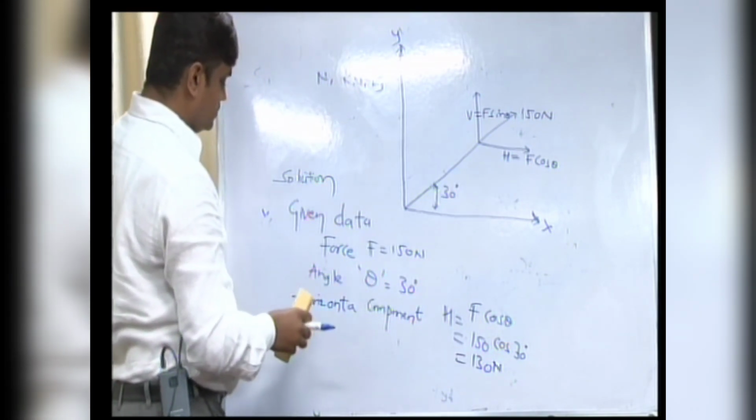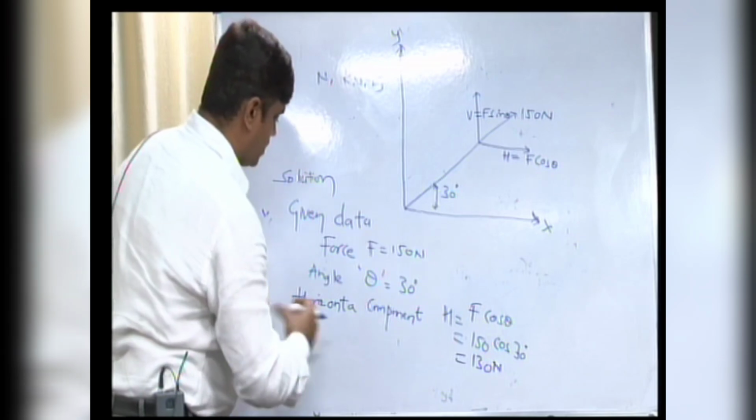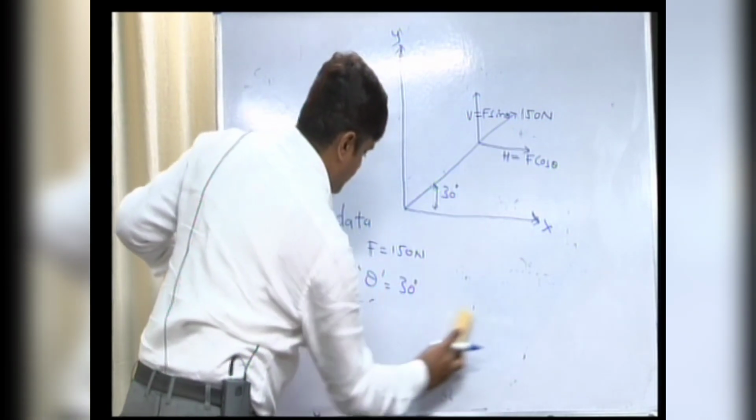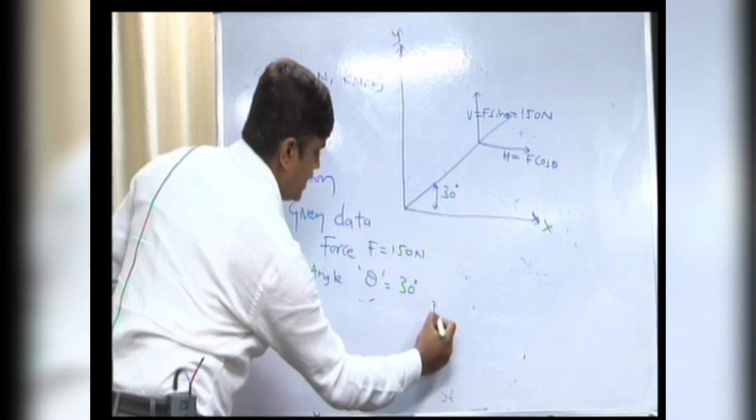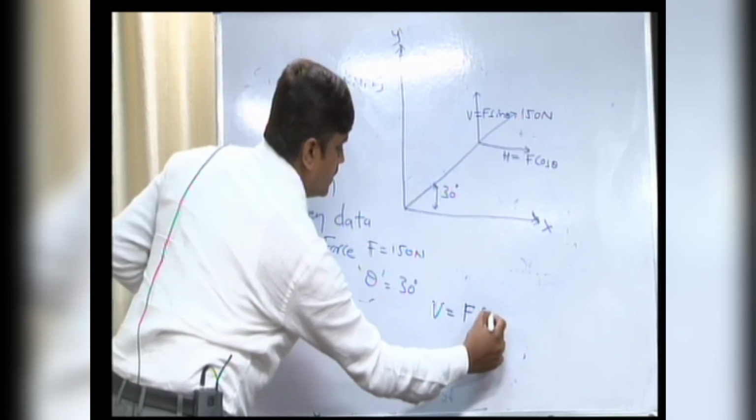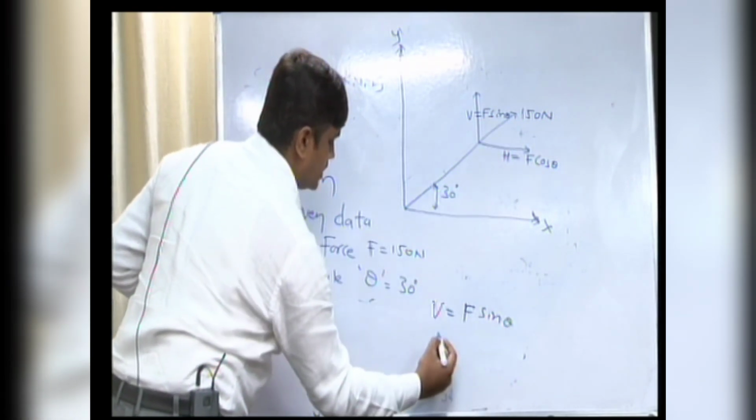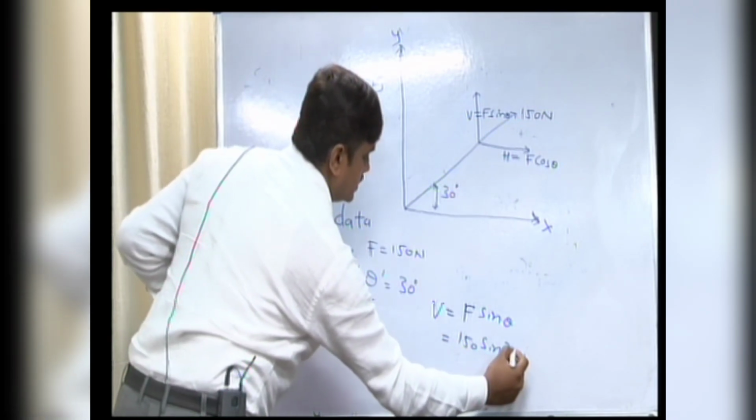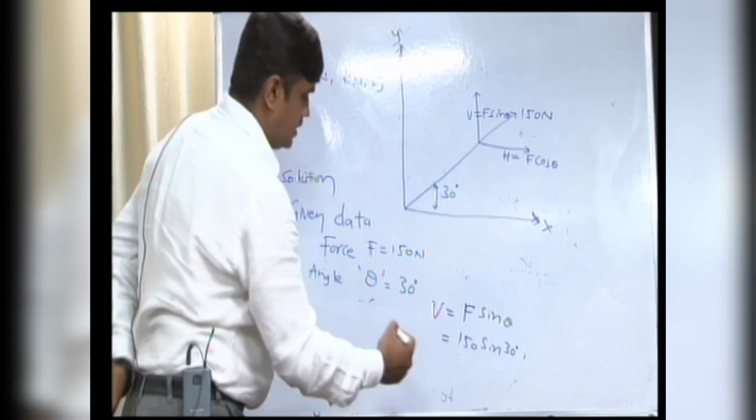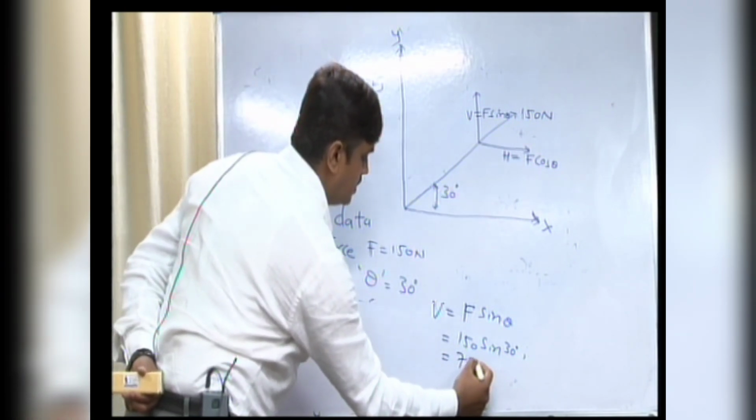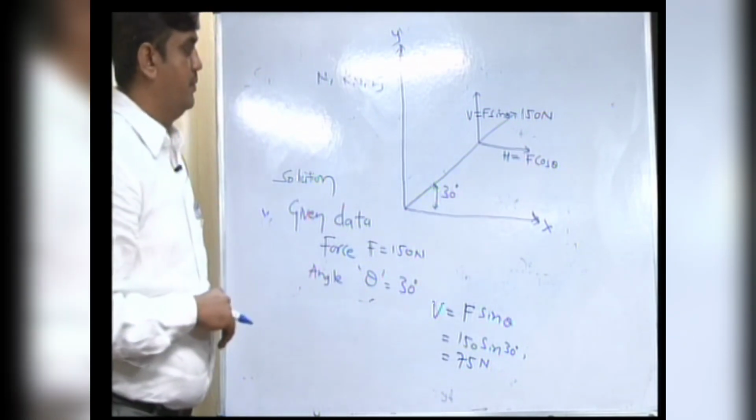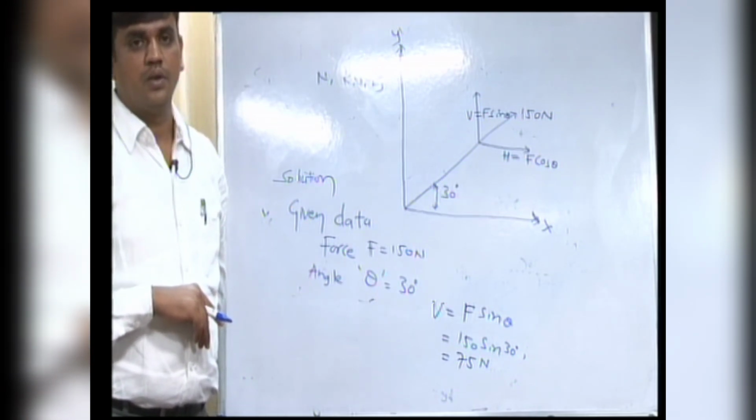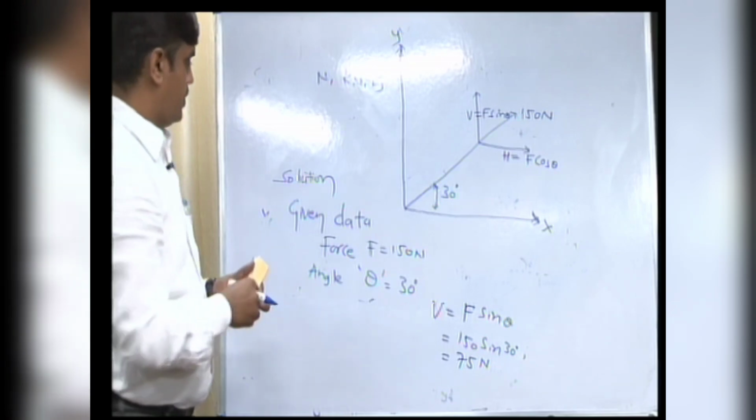Now what about the vertical component? The vertical component will be V is equal to F sin theta. Here you can observe F is equal to 150 sin 30 degree, and the answer is 75 Newton. This is a very simple problem where we resolve the force into horizontal and vertical components.